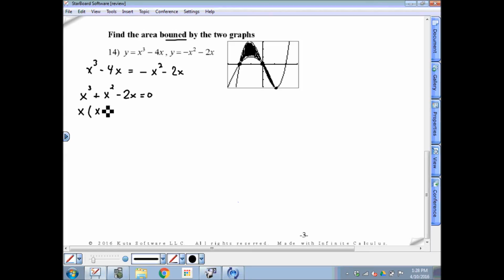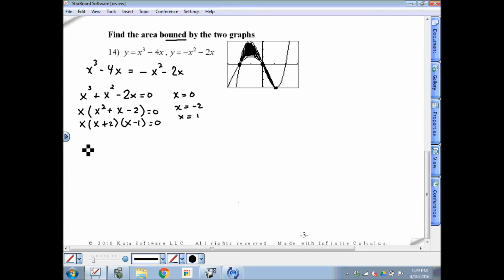Factor out an x. And we get that, well, continue to factor. x plus 2 and x minus 1. So we get three intersection points: x equals 0, x equals -2, and x equals +1, which seems to coincide with our picture here.